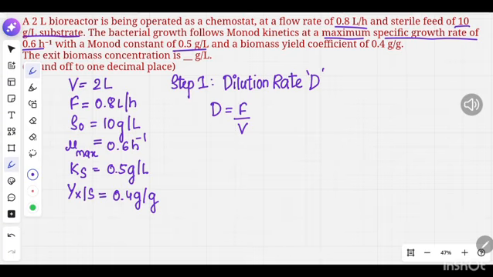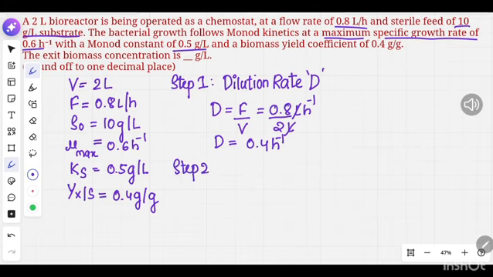So that's 0.8 divided by 2. The flow rate is given as 0.8 liters per hour, and the volume is 2 liters. So the dilution rate we have now is 0.4 per hour, since the liters cancel.